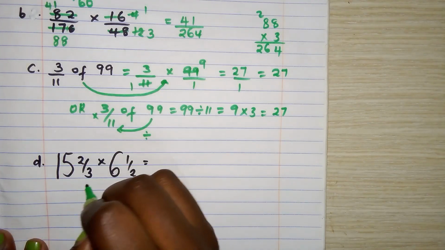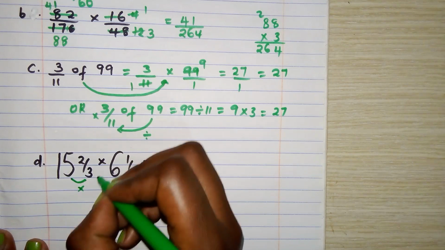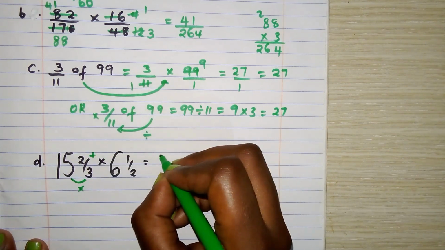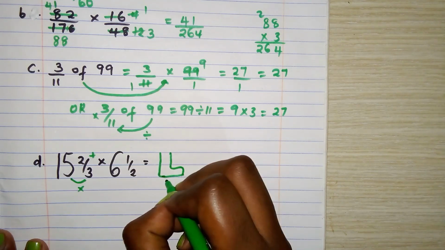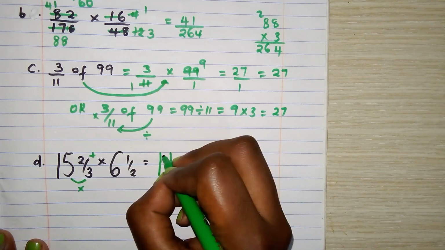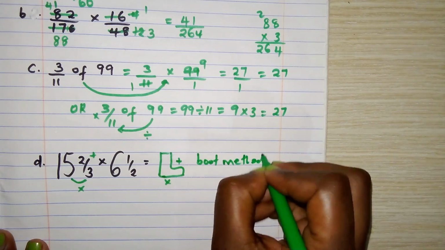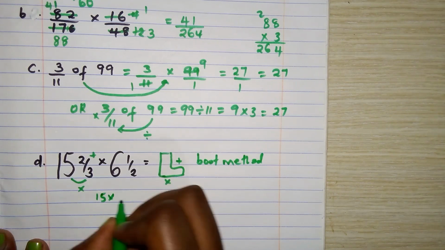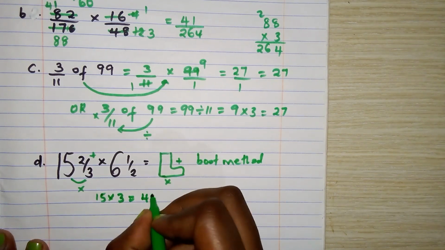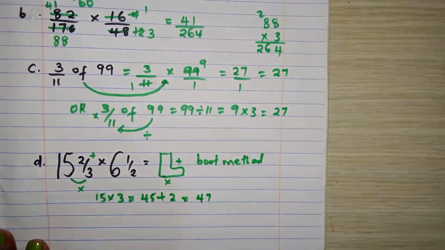So let's change this one to improper. So this times, and then you add. So in a way it's like a boot. So times and then add. So it's called the boot method. So 15 times 3 is 45 plus 2, that will be 47.